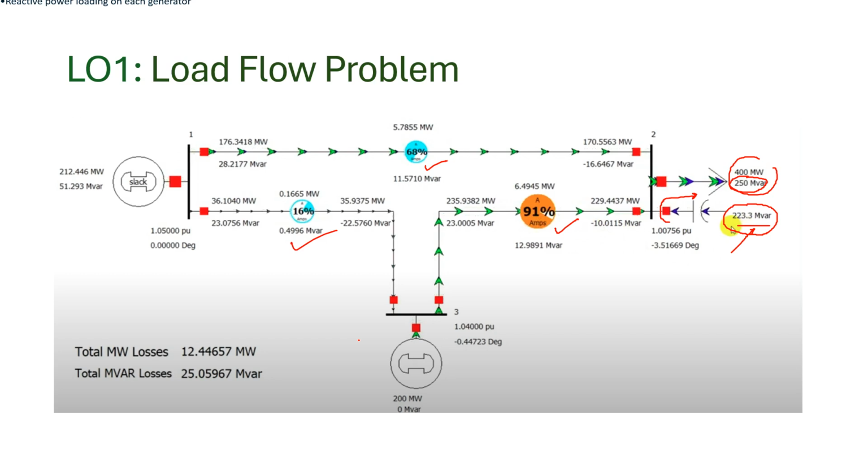Now you can see here, in this transmission line there is a real power loss of 5.7 megawatt and a reactive power loss of 11.57 MVAR. So you will come to know how much loss there is and what compensations are required.